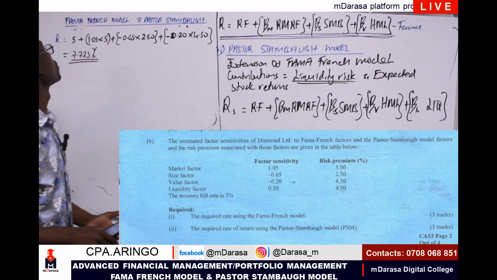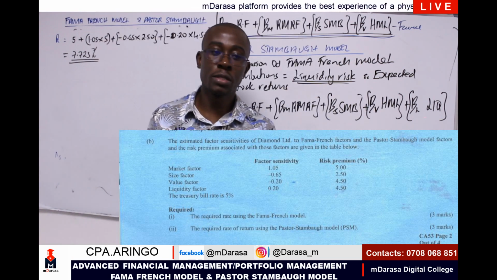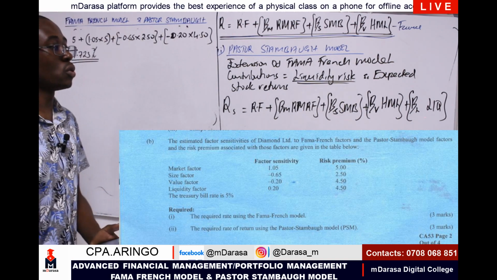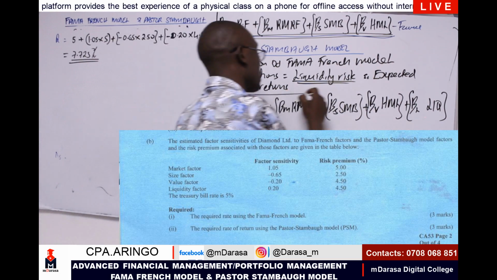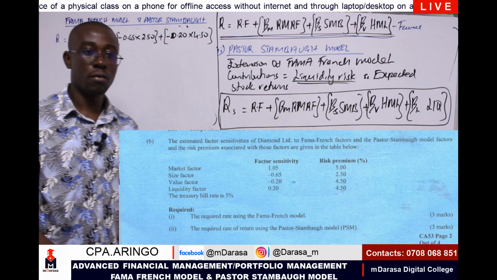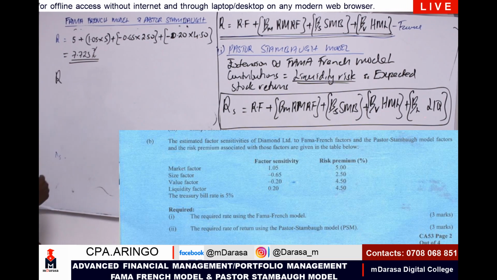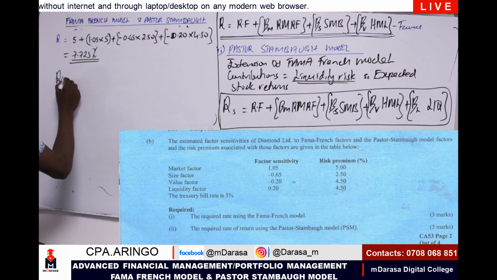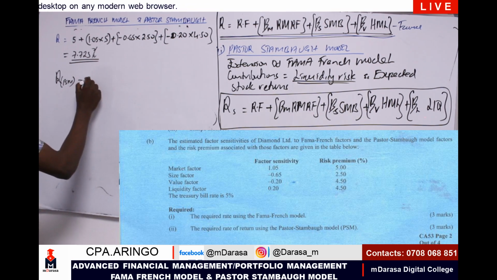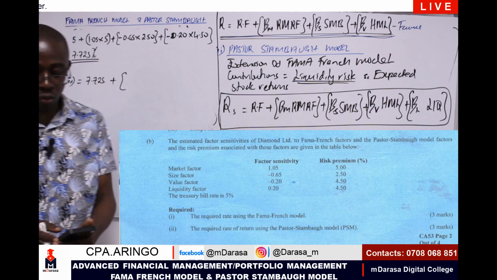Using the first model, which was the Fama-French model, you have your 3 marks. We proceed to model number 2, which in this case is the Pastor-Stambaugh model. Once I've seen the Pastor-Stambaugh model, the only factor that I'm going to add is the liquidity factor. The only additional item that you'll be adding is simply the liquidity factor. That would be quite easy now, because already my return using this Pastor-Stambaugh model is 7.725.